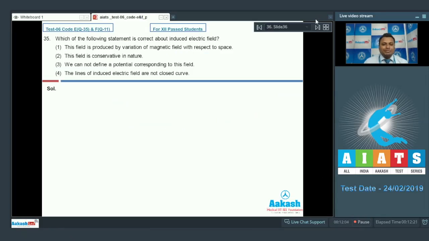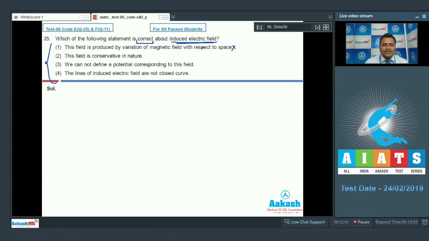Which of the following statements is correct about the induced electric field? So here are some options regarding the induced electric field, not the general electric field, and we have to check which one is correct. Here we do not have to check incorrect; we have to find the correct option. So first, the field is produced by variation of magnetic field with respect to space. No. The induced electric field is obtained by the time varying magnetic field. So the first option is wrong and we have to pick up the right option.